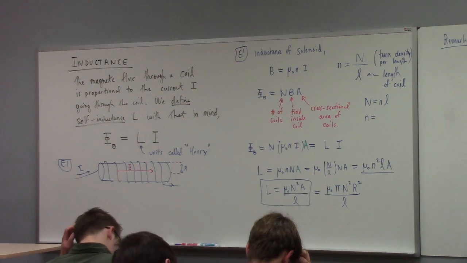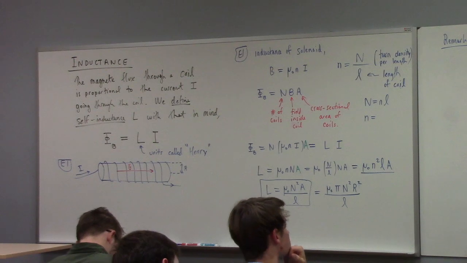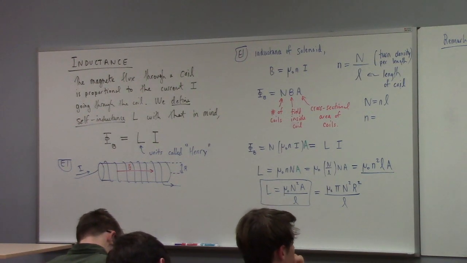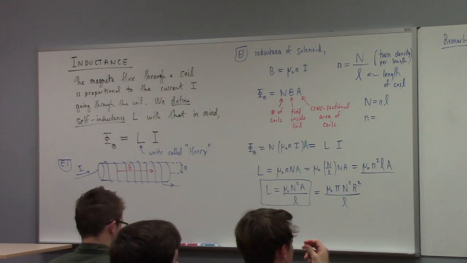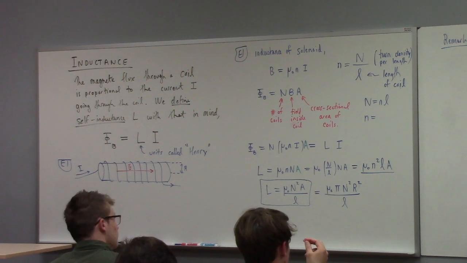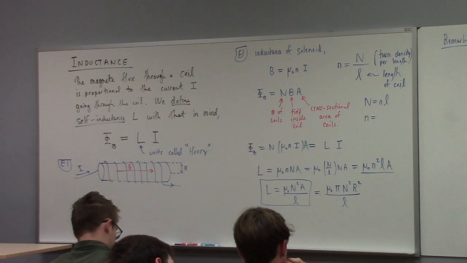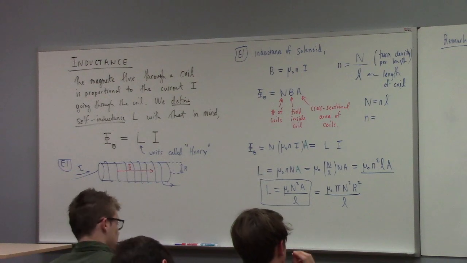How did mu naught appear? We had B is equal to mu naught I over 4 pi r squared, I'll put the vector here, dl cross r hat, is that right? I'm pretty sure that's right.